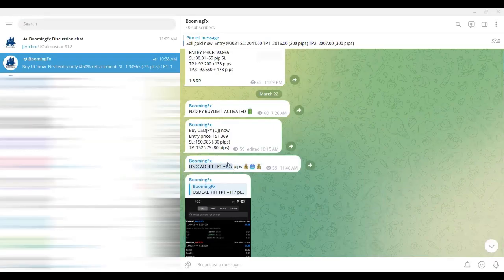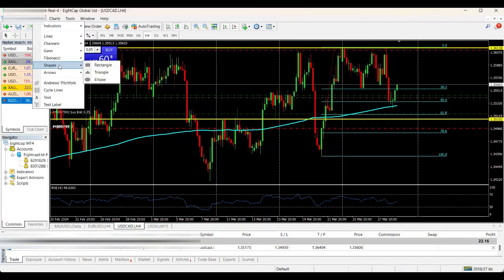So previous UC trade, we bought UC, right? Entry price was at 151.369, risking 30 pips to make 80 pips. We caught over 117 pips, 2 hours later.